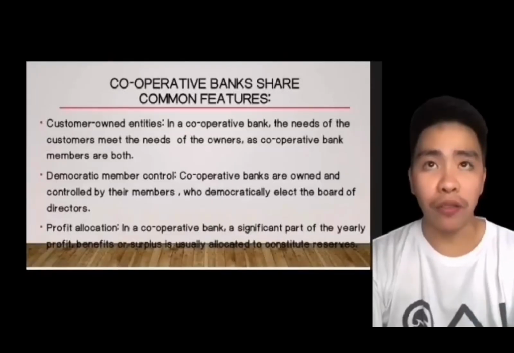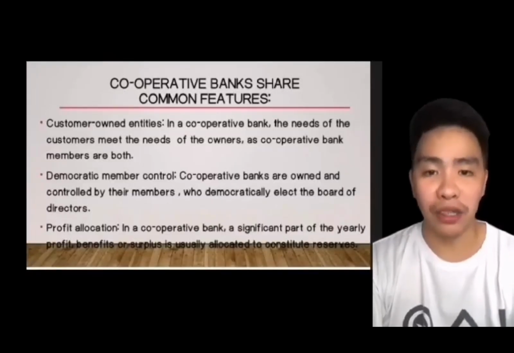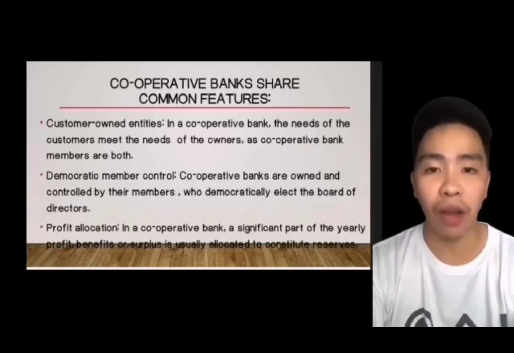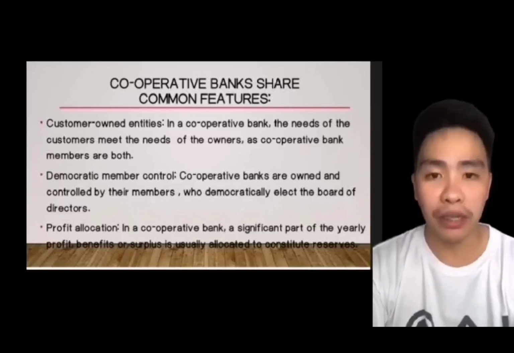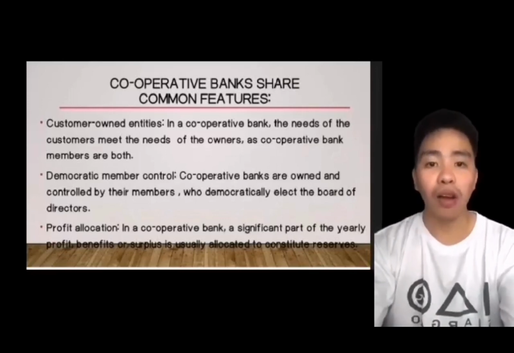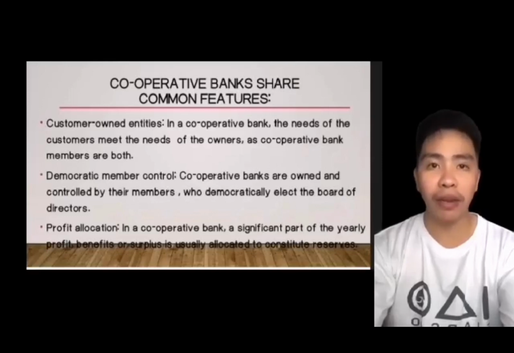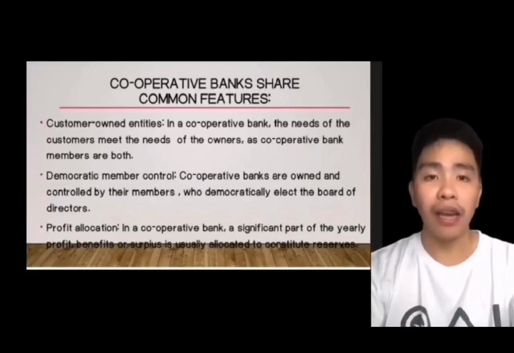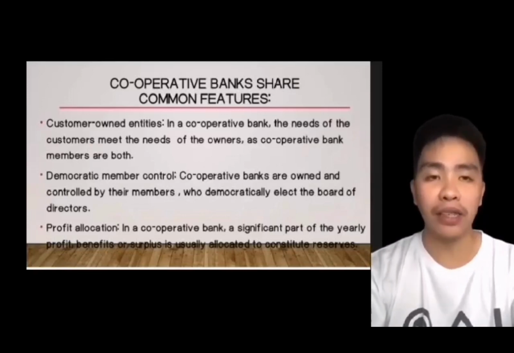I have an example of three cooperative banks sharing common features. Number 1 is customer-owned entities. In cooperative banks, the needs of the customers meet the needs of the owners, as cooperative bank members are both. Number 2 is democratic member control. Cooperative banks are owned and controlled by their members who democratically elect the board of directors. Number 3 is profit allocation. In a cooperative bank, a significant part of the yearly profit, benefits, or surplus is usually allocated to constitute reserves.